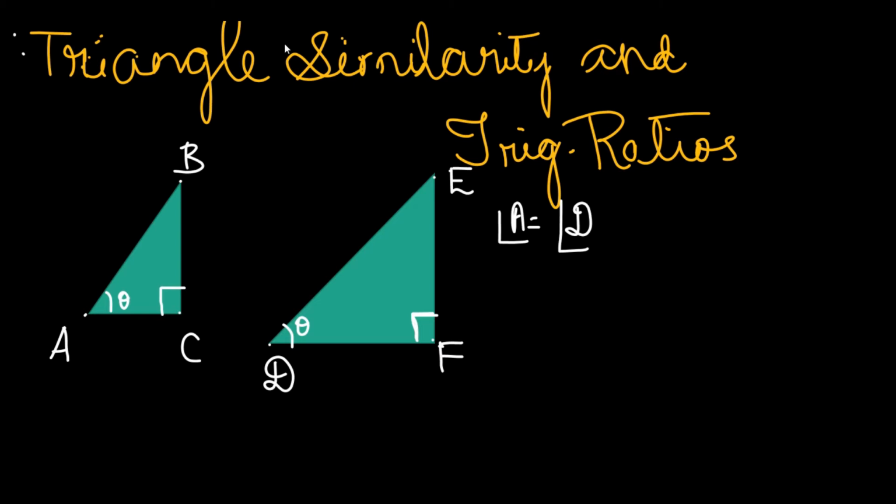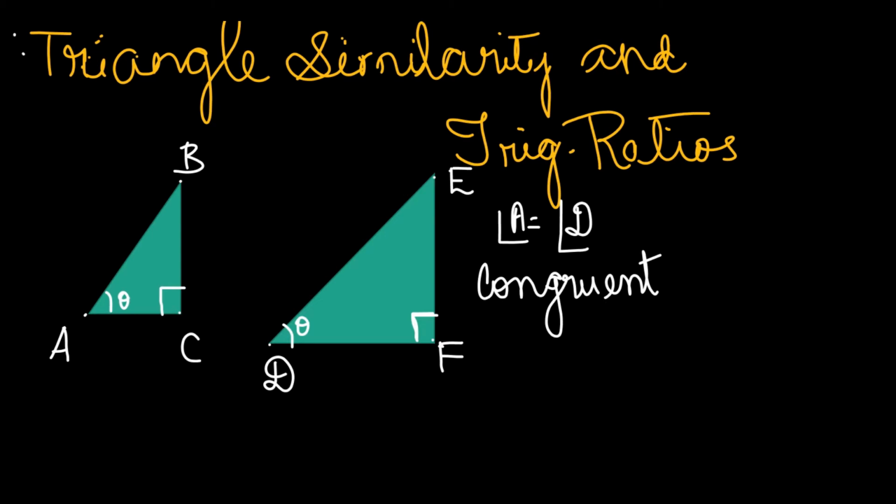Now, they both have the same angles that measure theta, and they both have 90-degree angles also. So, angle A will be congruent to angle D. This is what the congruency condition is, because they are the same. Next, what do we know about the two triangles now? Because two angles are equal.